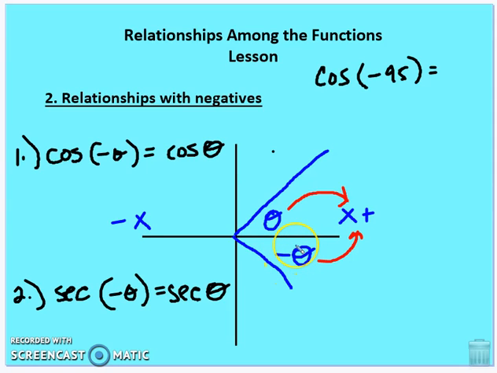If I take this example, and this will hold true for any theta, but it's easier to see for this acute angle, I have theta and then negative theta. You can see that cosine remains positive in the first and the fourth quadrant. So cosine of negative theta is just cosine of theta. As another example, cosine of negative 95 is the same as cosine of 95, which will be a negative value.